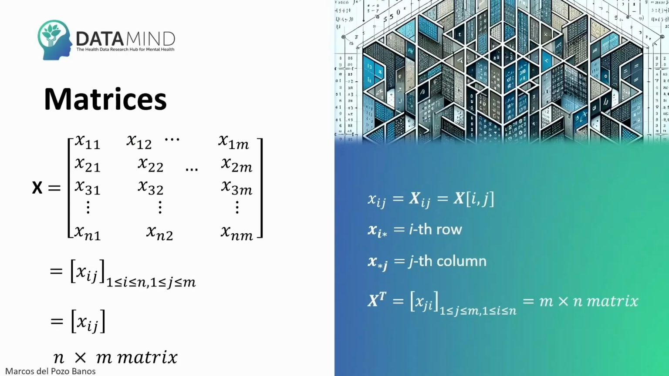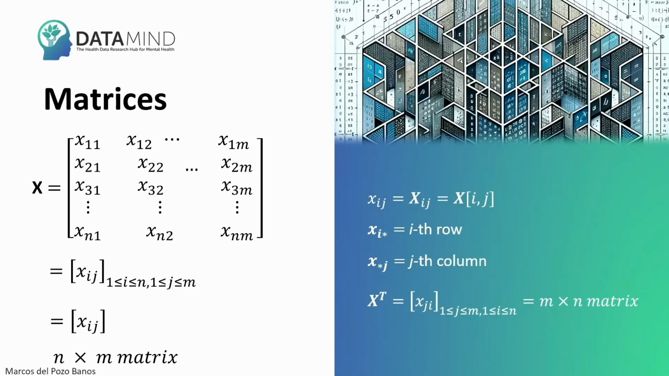Then we have matrices. You can think of matrices as tables. In the same way you have rows and columns in tables, you have rows and columns in matrices. Matrices are usually denoted with capital letters in bold. So in this case we have X, and matrices have dimensions or shape. The matrix in the slide has n rows and m columns, so we will say it has shape n times m.